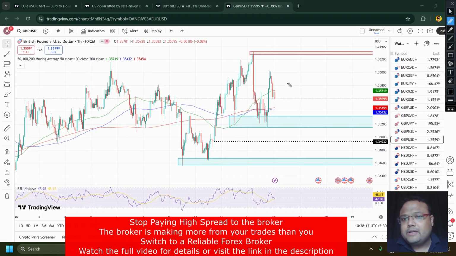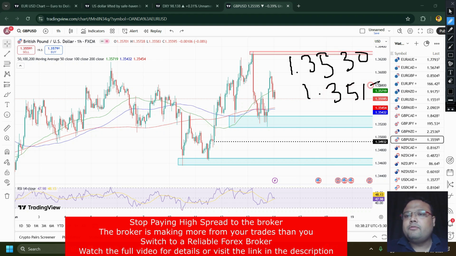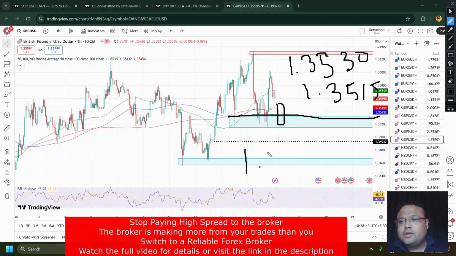For example, we have the next support around 1.3530 to 1.3515. This blue box is a support. If the market takes support, then only go for a buy position. If you see the market standing at the blue box with a big red candle, use your common sense and forget about the buy. Then look for the next bounce around 1.3493, this dotted line here. This is also a support on the chart of GBP USD.